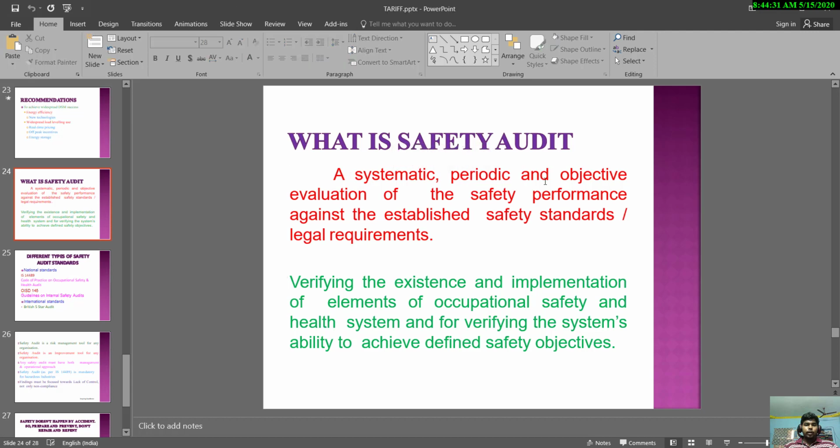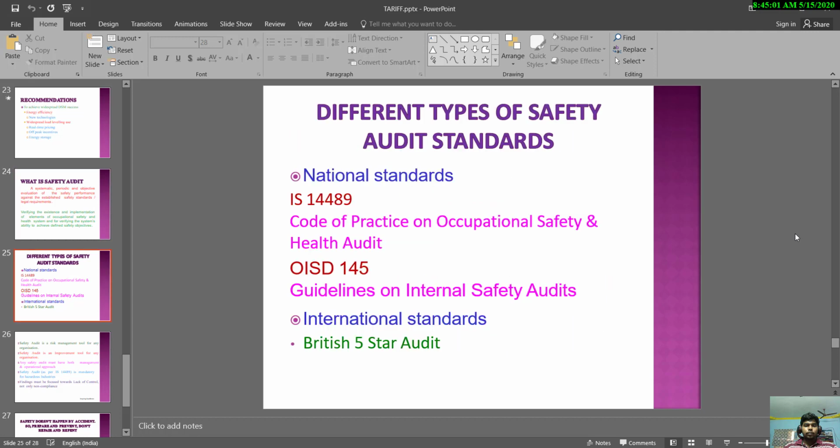It is a systematic, periodic and objective evaluation of the safety performance against the established safety standards, where safety standards or legal requirements are required, and verifying the existence and implementation of elements of the occupational safety and health system, and verifying the system's ability to achieve defined safety objectives.